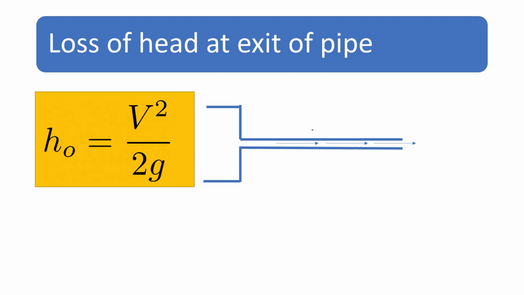And what is the loss of head at exit of the pipe here? What is the loss here? This can also be written as another case of sudden expansion. From here it suddenly expands to a large area. For this large area, the velocity will be 0. So this is equal to (V minus 0) the whole square by 2g. This can be written as V square by 2g.